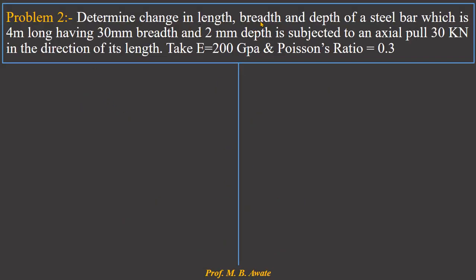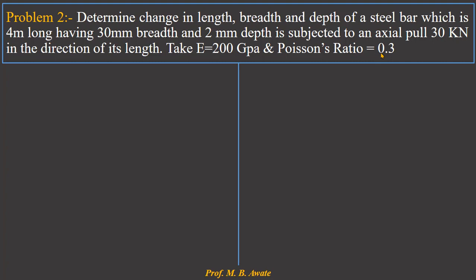Determine the change in length, breadth and depth of a steel bar which is 4 meter long, having 30 mm breadth and 2 mm depth, and is subjected to an axial pull of 30 kN in the direction of its length. Take Young's modulus is equal to 200 gigapascal and Poisson's ratio is equal to 0.3.